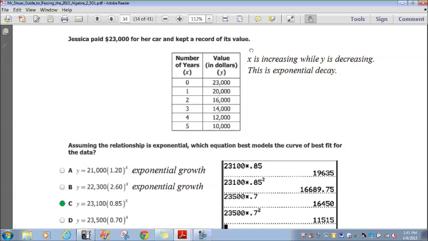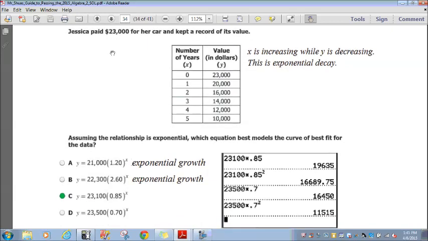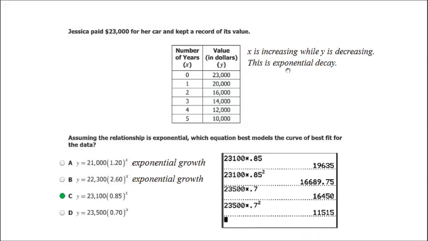Now, Jessica paid $23,000 for her car and kept a record of its value. And here are the numbers here. Now you should notice in this chart, the x's are increasing, the y's are decreasing. And this is an exponential decay, as you know, because one's going up, one's going down. This is a decay. It says assuming the relationship is exponential. It's either going to be exponential growth or exponential decay. Which equation best models the curve of best fit for the data?